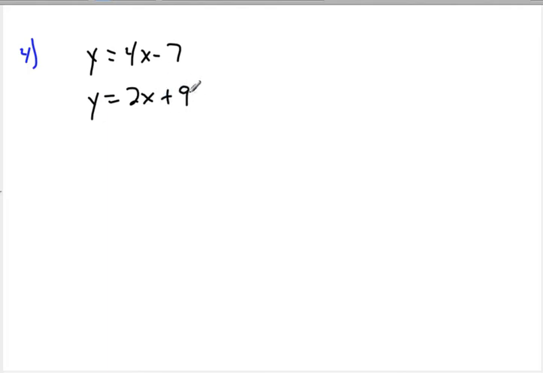So they're both solved for y already, so it doesn't matter which one we use. In fact, let me use different colors so you know what I'm doing here. y equals 2x plus 9. Okay, so I'll plug the red equation into the black. So we have 2x plus 9 equals 4x minus 7.